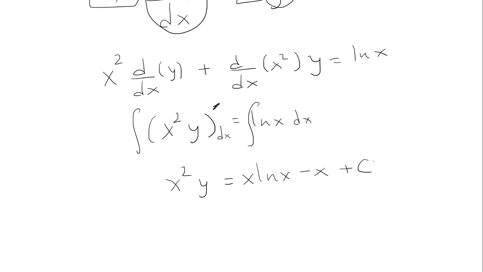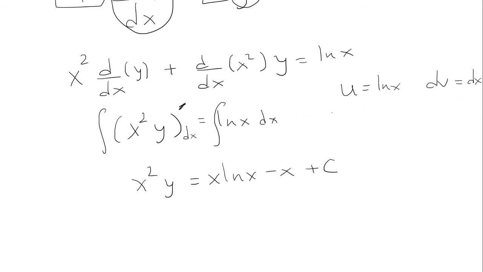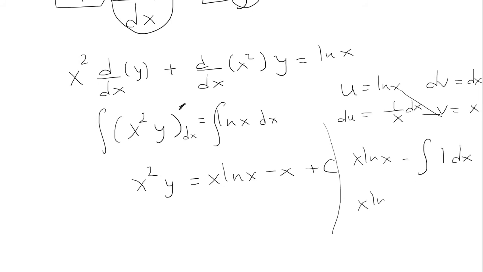plus c. If you're wondering how I got this, well, you could use integration by parts. You can let u equal ln of x, and dv will be dx. So du is the derivative of ln of x, which is 1 over x dx, and v is just x. So then we multiply this out. So we have uv, which is x ln of x, minus the integral of v du. So that's x times 1 over x, which is 1, dx. So that's just x ln of x minus x. And of course you have the constant c.